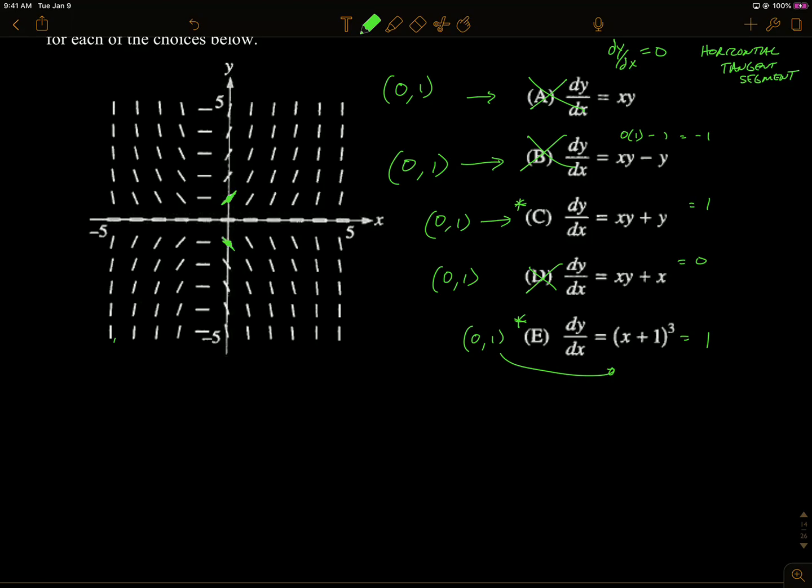So that point is (0, -1). If I plug (0, -1) into that bottom one, I'm just plugging in 0, and I get a slope of 1. And this slope here is clearly negative, so I can throw that one out. If I double check my (0, -1) slope in C, I plug in 0, -1. I get 0 plus my y, which is negative 1. I'll get a slope of negative 1, which, yeah, that could be a slope of negative 1. So it looks like C is my winner.